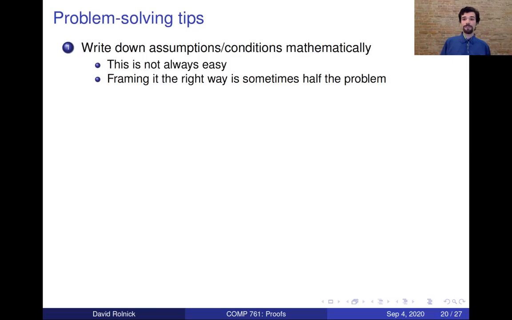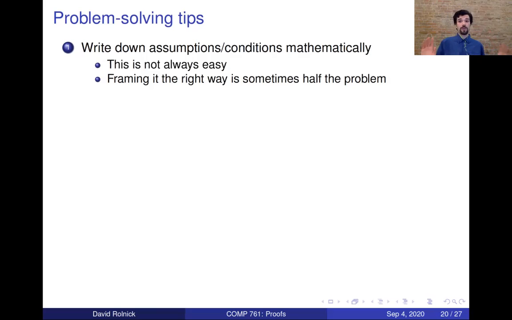So, in the first problem, writing down that I needed to get to a point P and then to point B. And so I was trying to minimize a sum of distances, AP plus BP. Now, this is not always easy to do. Sometimes there isn't a clear way to write something down mathematically. And sometimes actually, this is the important part of solving the problem. Sometimes framing it the right way is half the problem.